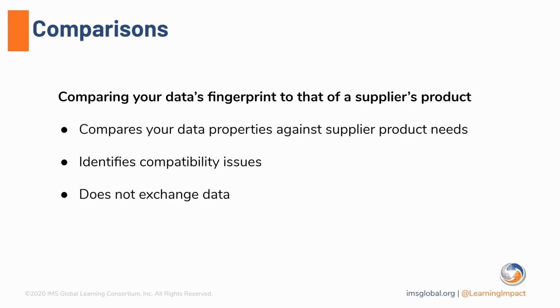They will have identified any additional metadata or any eccentricities within their configuration of the OneRoster specification. This may be something like making an optional field required. For example, things like email addresses or usernames are sometimes optional within the specification, but may be required by a specific vendor's product. So, during the comparison process, we're going to take your fingerprint and compare it with that supplier's product's fingerprint.